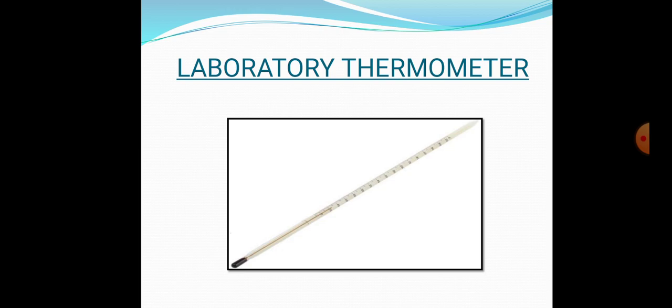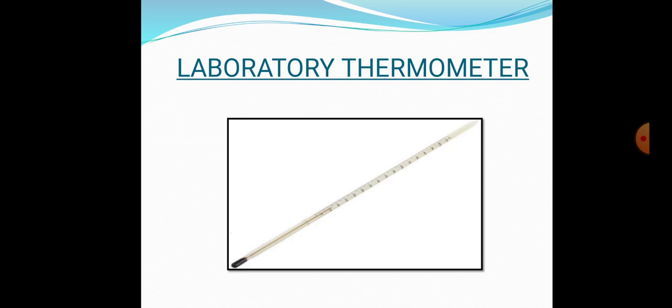A laboratory thermometer is used in laboratories for measuring temperature while performing experiments. As you can see in the picture, it consists of a very fine capillary tube which is protected by a thick glass tube, and this thick glass tube is called the stem of the thermometer. The lower end of the capillary tube is converted into a glass bulb which is filled with mercury, and the upper end of this tube is sealed.